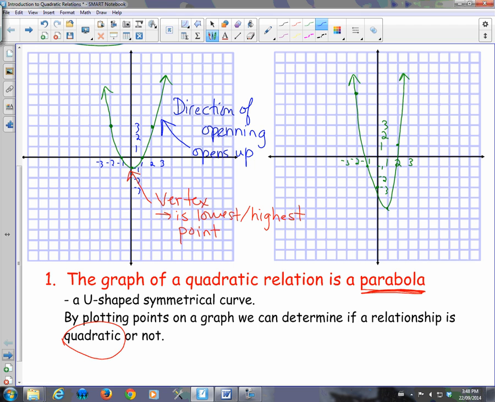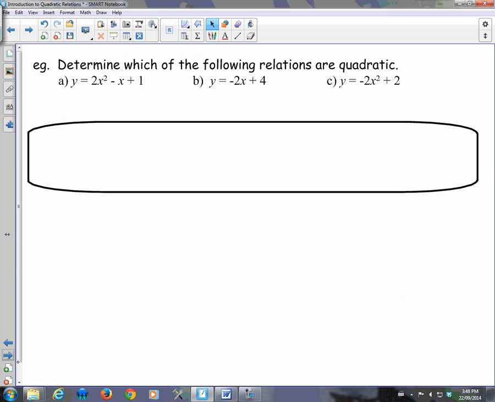And get my next page to go. Why won't my next page go? Let's try that again. There we go.